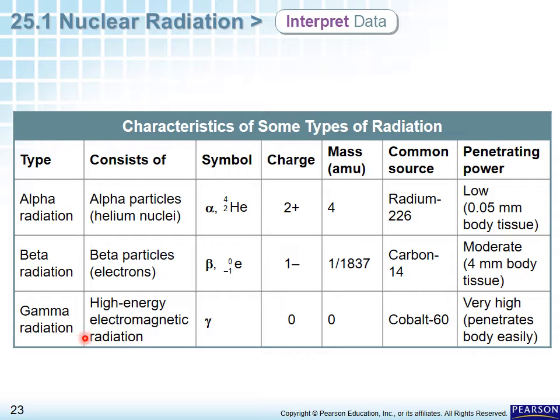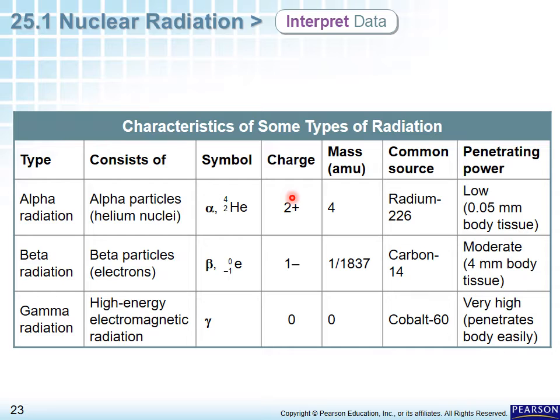And the gamma radiation, the high energy electromagnetic radiation, has no charge, which you can think of as a neutron. Charge is 0 and mass is 0. You can say this. Cobalt-60 has very high penetration and penetrates the body easily. So, alpha, beta, and gamma radiation.